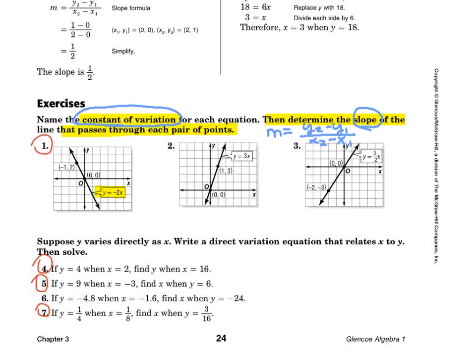All right, here we go. Suppose y varies directly as x. That tells you that it's a direct variation equation that looks like that. It says write a direct variation equation that relates x to y and then solve. So you'll do 4, 5, and 7. We'll continue to work with direct variation equations tomorrow.